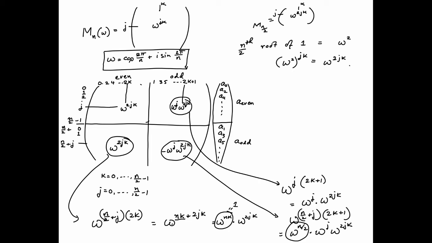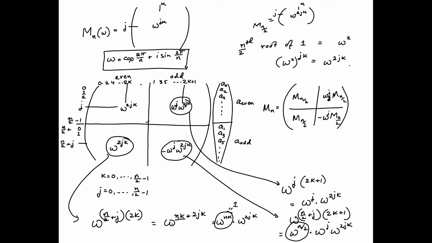Okay, so our matrix, we can write it in shorthand like this. M sub n is M sub n over 2, M sub n over 2, omega to the j, M sub n over 2, minus omega to the j, omega to the j. Sorry, this should have been an omega to the j, M sub n over 2.